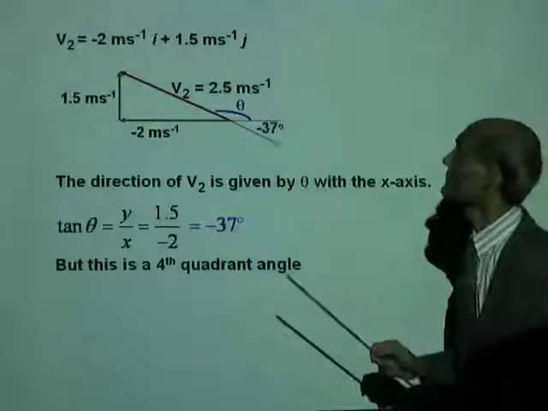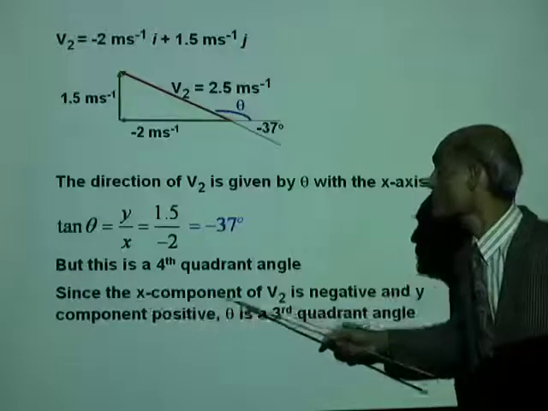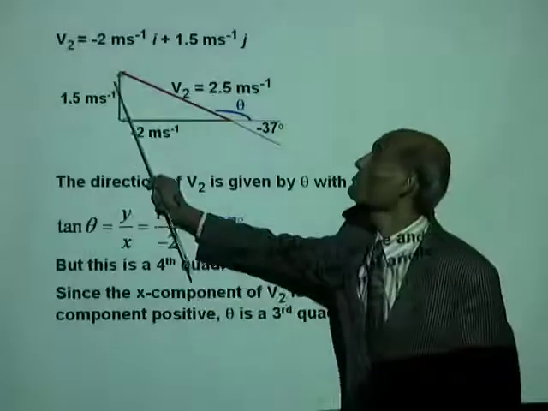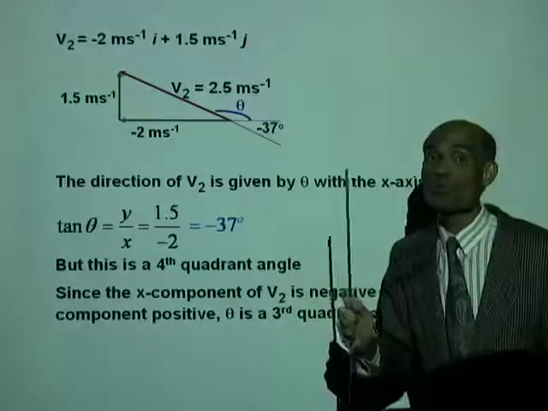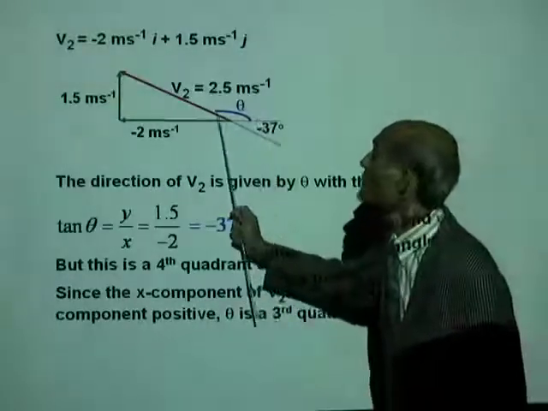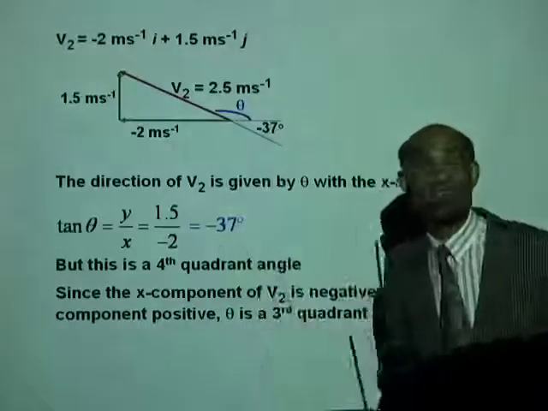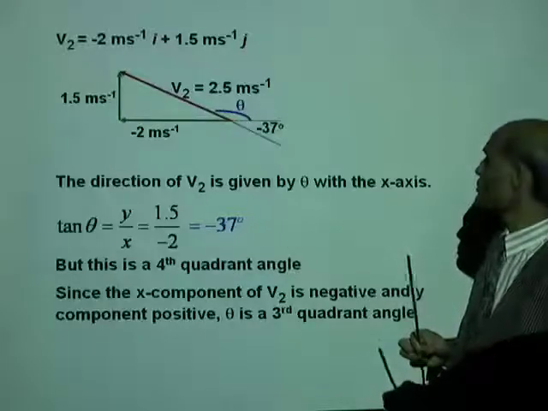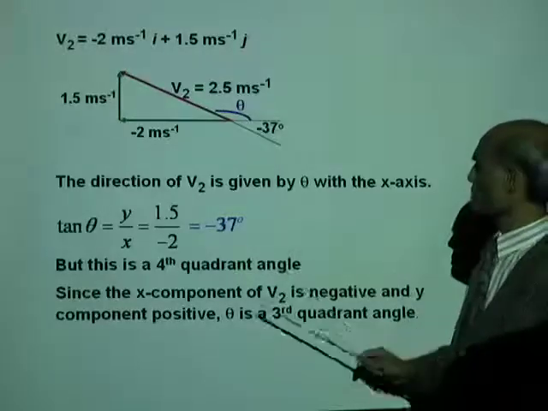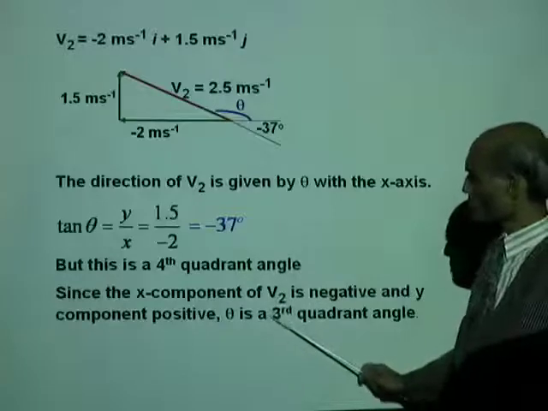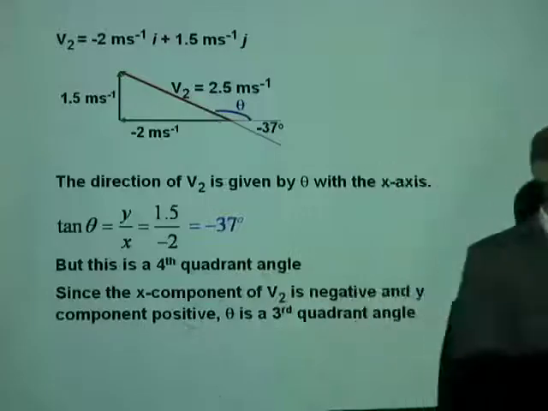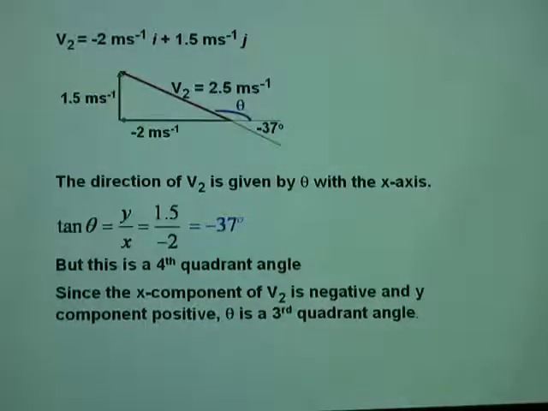There you are. Now, since the x component of V2 is negative and the y component is positive, you must know that the angle theta is in the second quadrant. Oh, the angle theta is in the second quadrant, not the third quadrant. So please change this into the second quadrant. This is a second quadrant angle. Is that right?